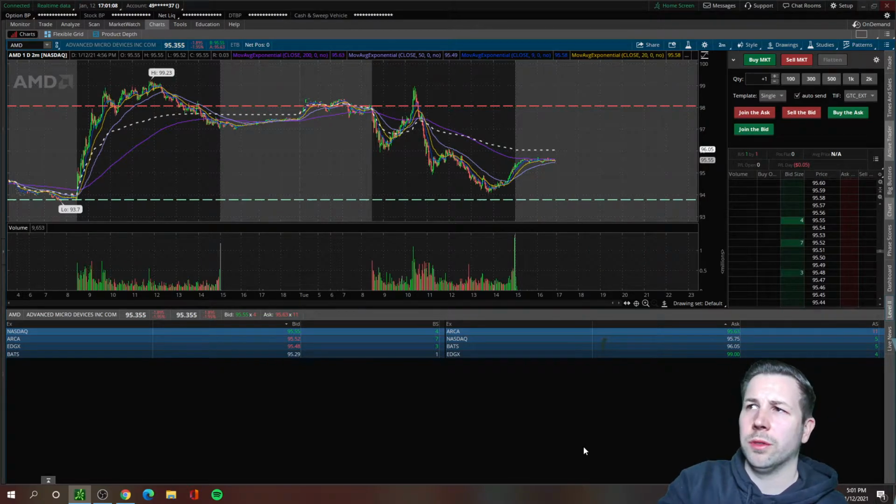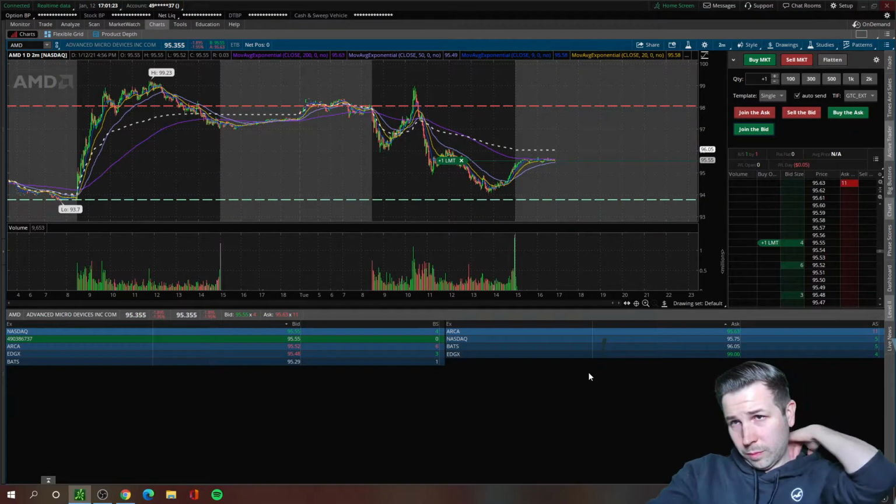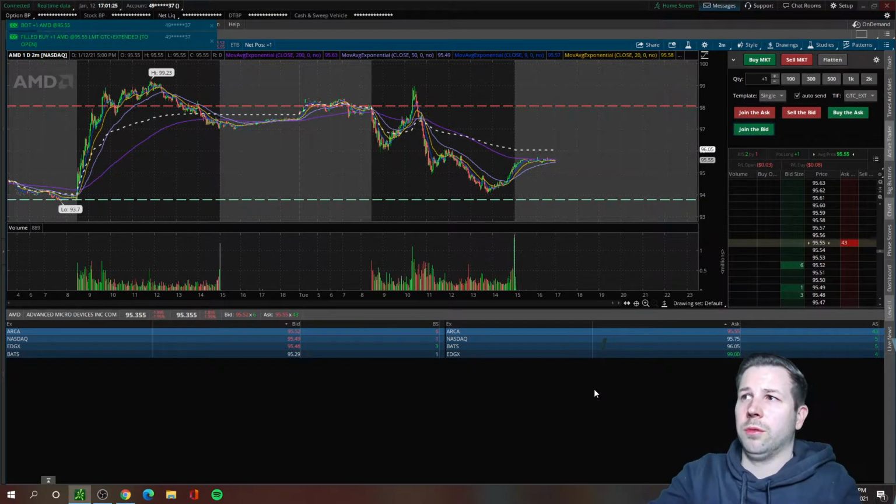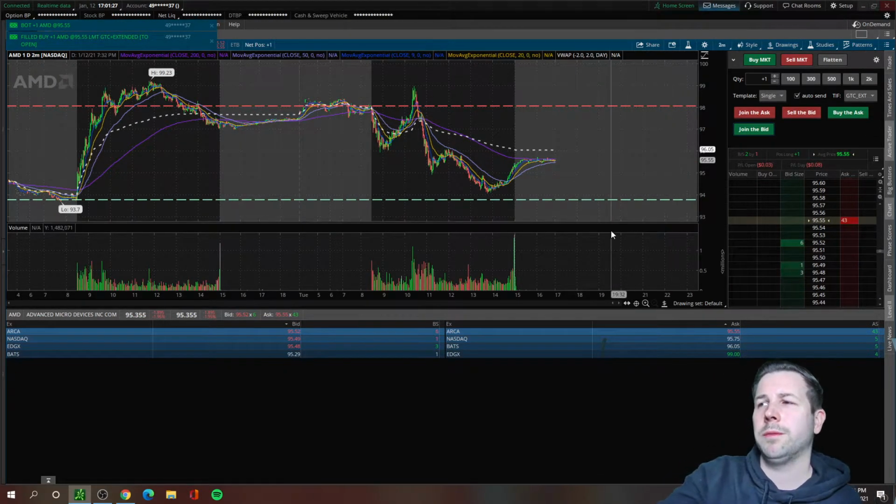So when we go to put an order in and we click on join the bid, it's going to naturally try to put us in right here where they're filling orders. So you can see when I hover over this, it says work to buy at bid, and you see it pops up right here at that level. Buy one share limit at 95.55. So we click that, and you see we just got filled one share there at 95.55.